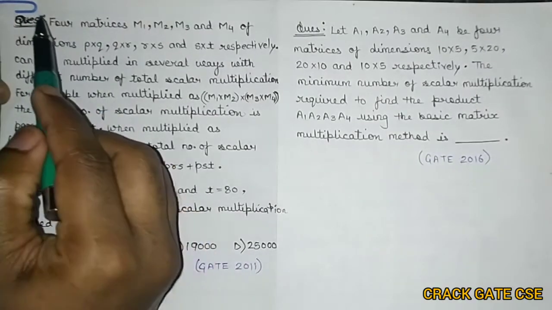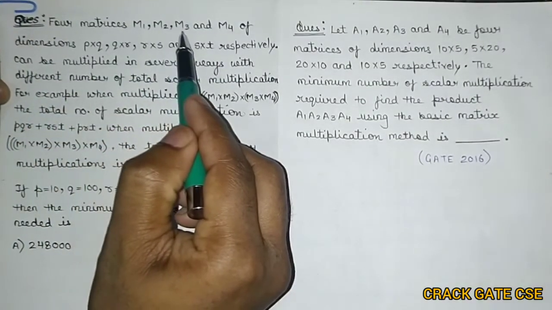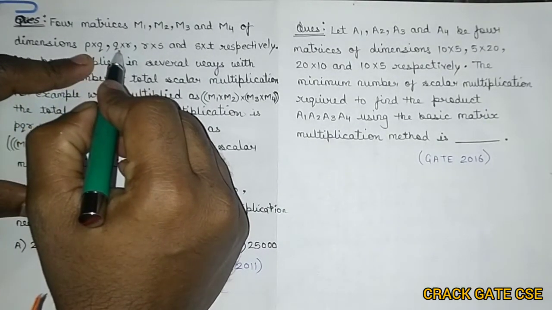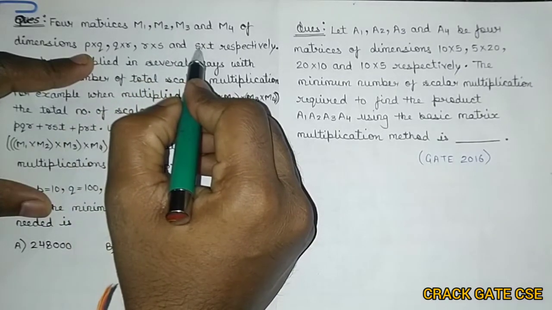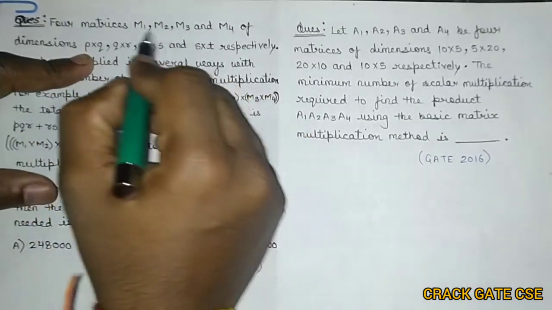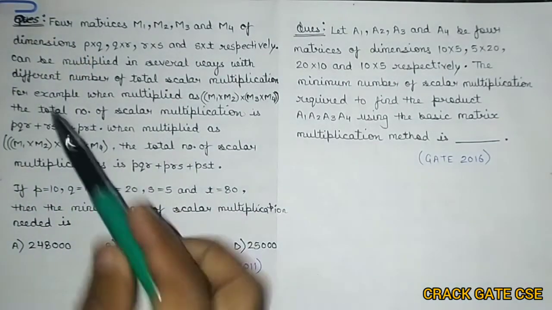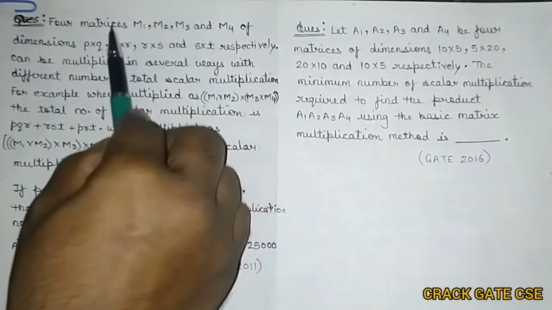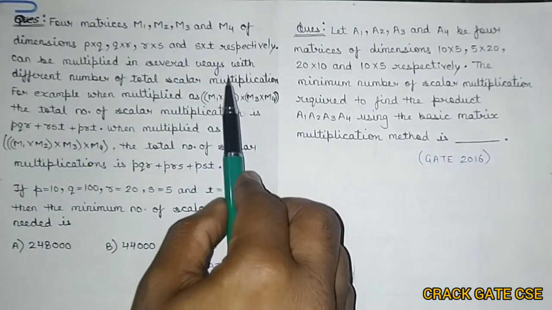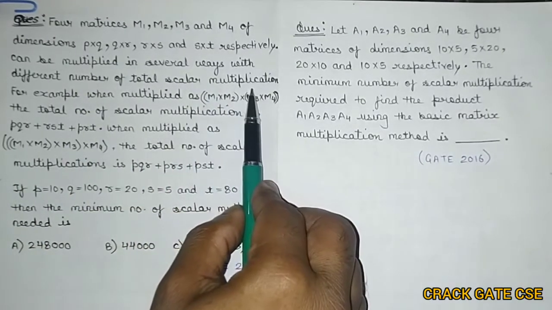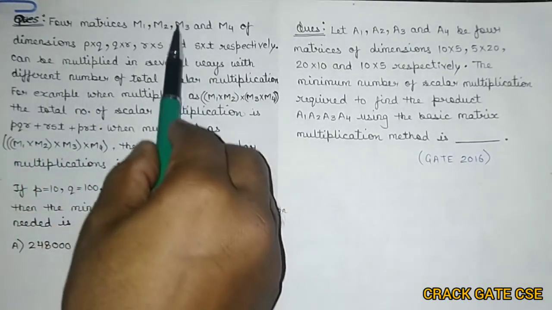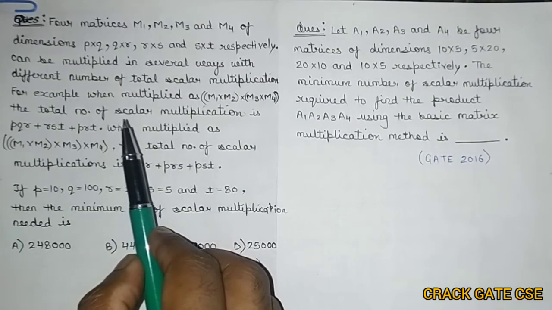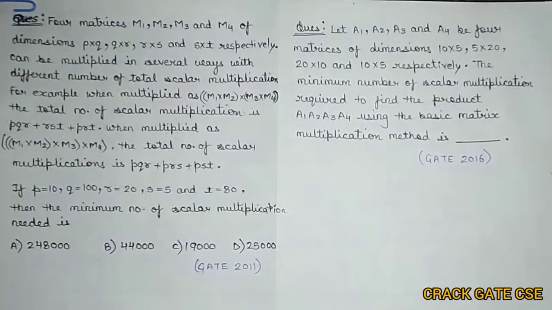In the question it was given that there are four matrices M1, M2, M3 and M4 of dimensions P into Q, Q into R, R into S, S into T. These are the dimensions of the four matrices. It is given that they can be multiplied in several ways, that means with different numbers of total scalar multiplications. We know that in matrix chain multiplication, if we are multiplying a chain of matrices, it is possible to do it in different ways, which will give different numbers of scalar multiplications.